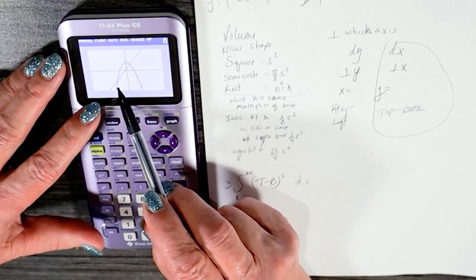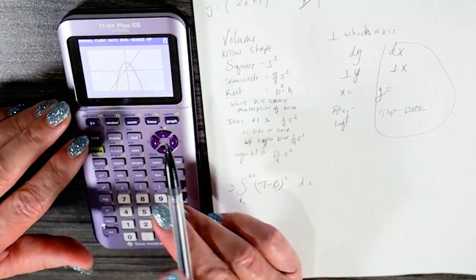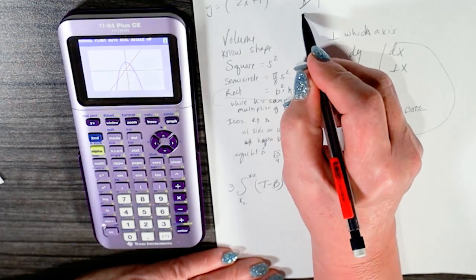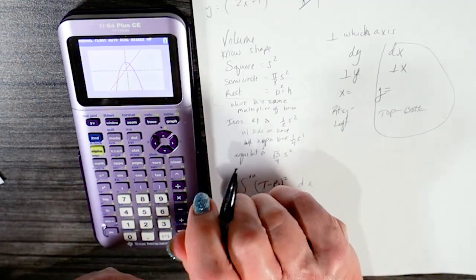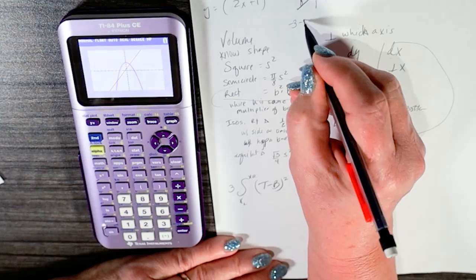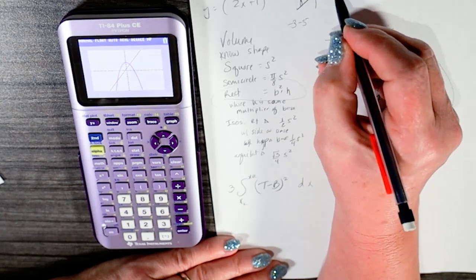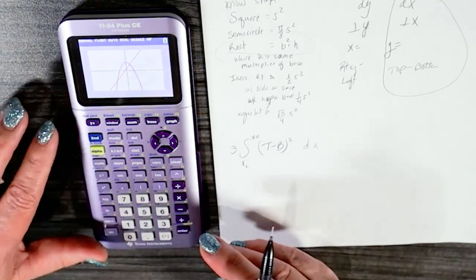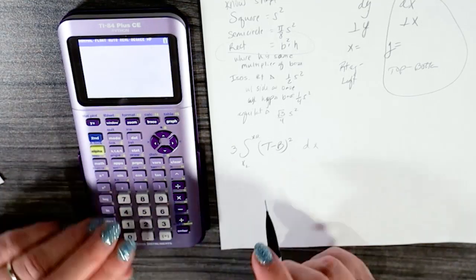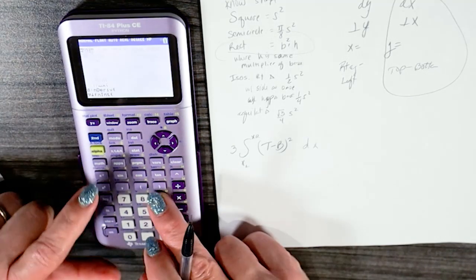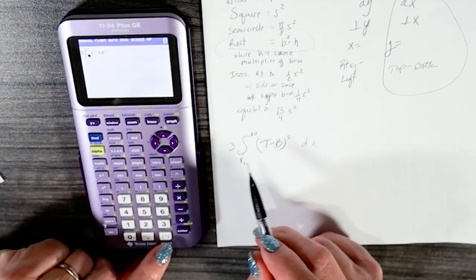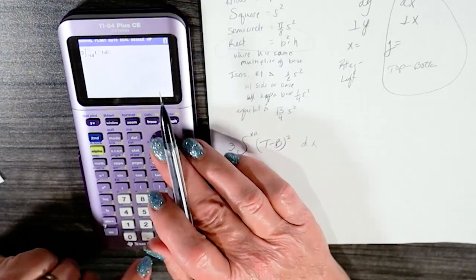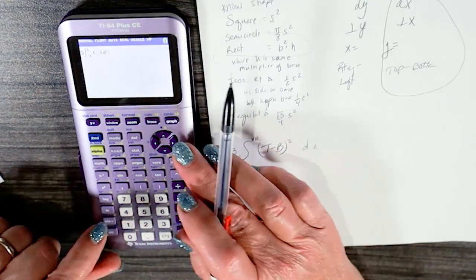I know that my intersection point here, if I were to do second intersect, this intersection point here is -3, -5, and this intersection is 1, 3. I'm looking at the x values. So my actual integral would be 3, math 9. My x on the left, as I already said, is -3. My x on the right is 1.